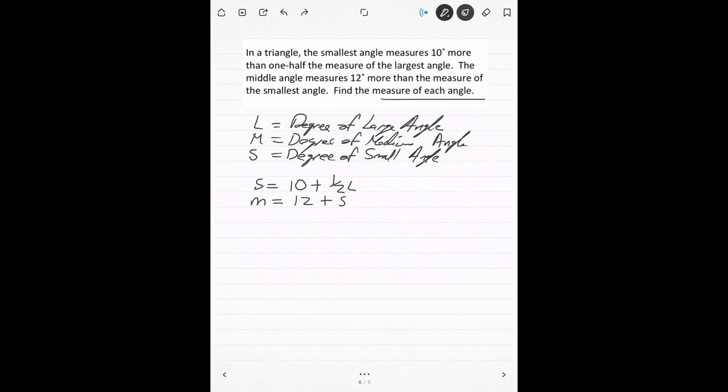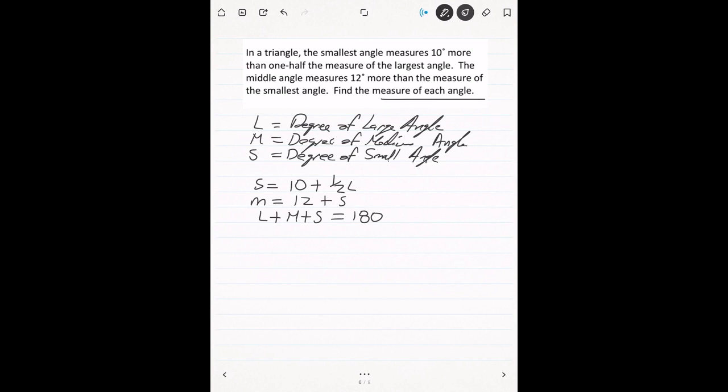Well, hopefully you're saying to yourself, wait a minute. It's not written, but there is a third relationship here. We know that this is a triangle, right? And what do we know about the angle measures of triangles? Hopefully you're saying to yourself that all of these angle measures should add up to 180 degrees. That's the last relationship we have here, because you're not told it, but it's something they expected you to know and remember.